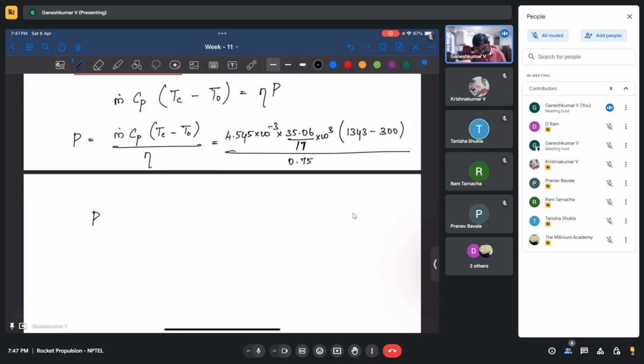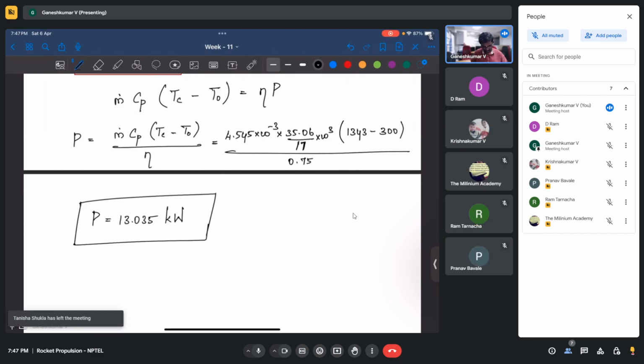So how much is the power coming out to be? 13035.26, point two six. 13.035 kilowatts. So this is the total power you supply to the electrical heating you have here.